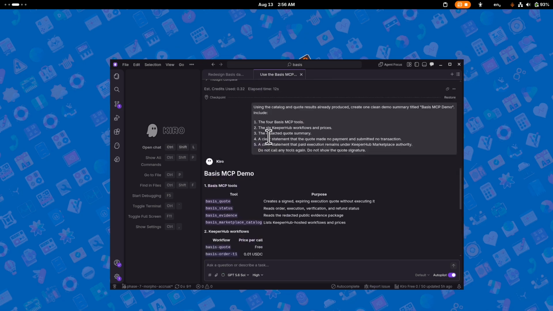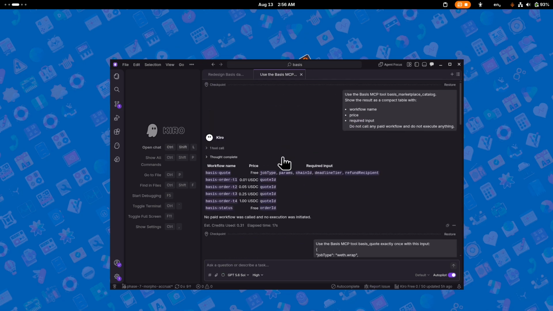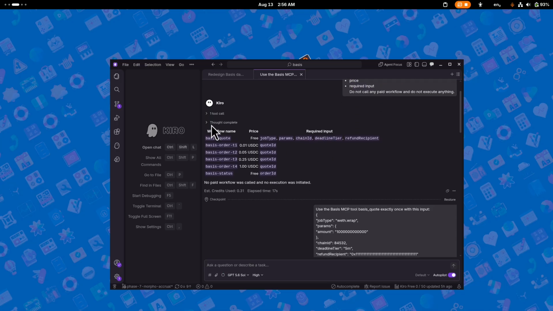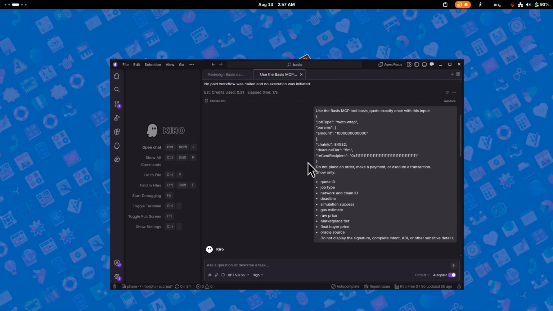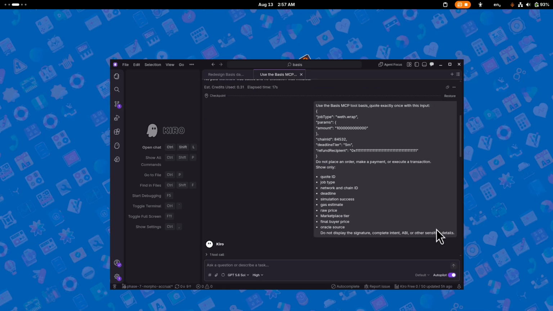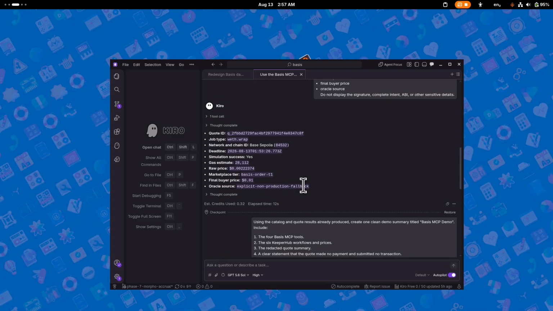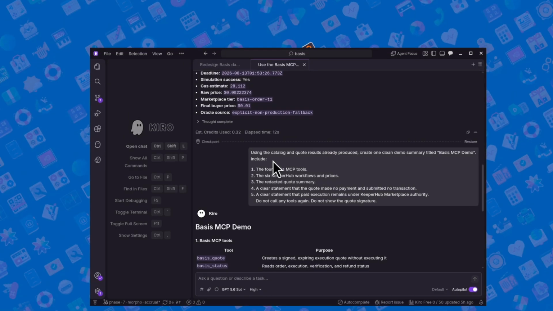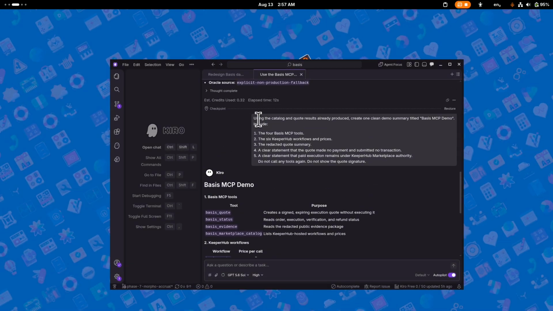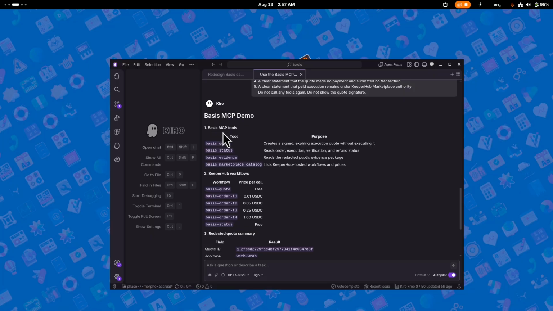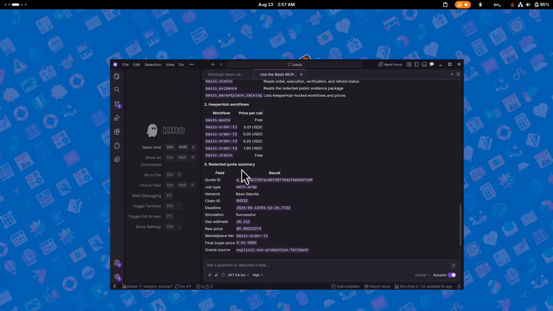4 local Basis tools, as we can see on the Kiro, my Kiro coding agent here. The agent only sees the quote, status, and evidence. The catalog returns the 6 KeeperUp workflows and prices. A quote request validates the job type, simulates through KeeperUp, reads fee and FX evidence, and returns signed expiry, price breakdown, and required tier. No transaction is sent there. Paid authority remains with KeeperUp, so the local MCP cannot bypass the marketplace.